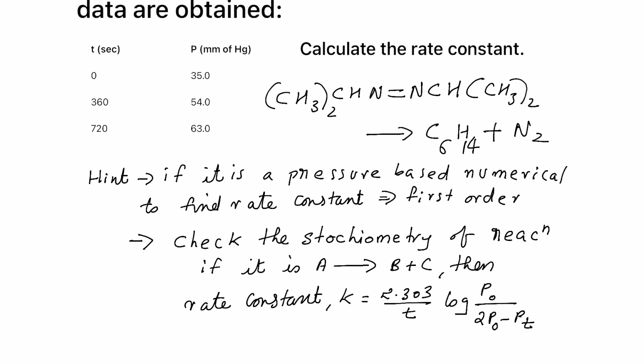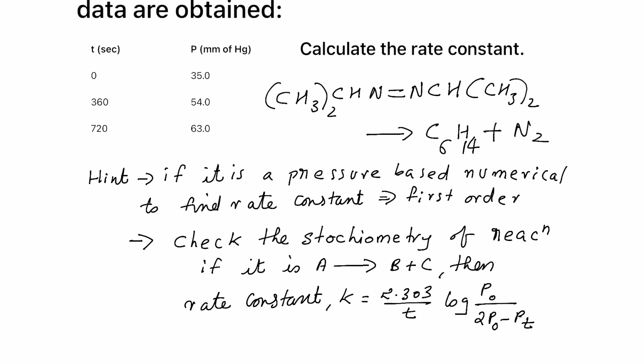If you check the table, you can see that it is a pressure related question. For time t equal to 0, 360 and 720, they have given the pressure, and you are supposed to find the rate constant. Now, hint number 1. If it is a pressure based numerical and you are supposed to find rate constant, understand the order of reaction must be first order. Second hint. You have to check the stoichiometry of the reaction. If it is A gives B plus C, just like in the question.